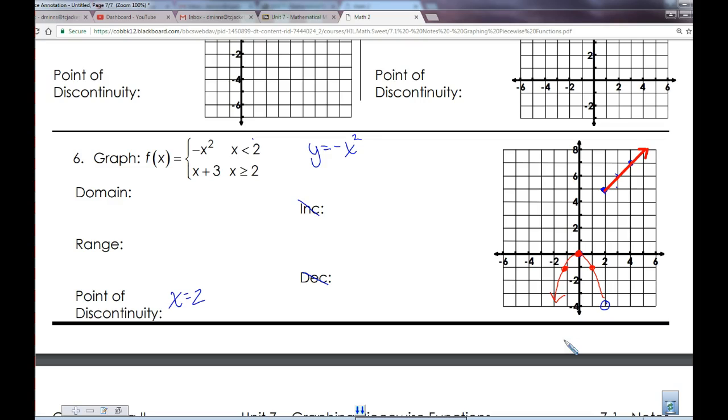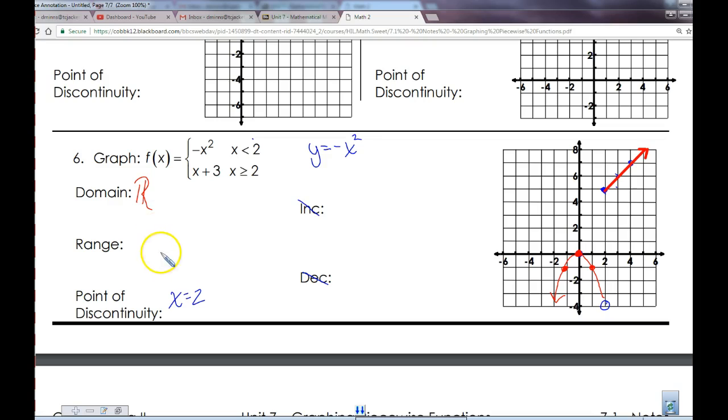What's my domain? What x values am I working with? Well, looks to me like I'm working with all my x values, doesn't it? My domain, all these x values over here have values. They're really low, but they have values. Then all my x's over here, we're going up forever this way. So the domain is all real numbers. It's the range again that gets a little tricky here.